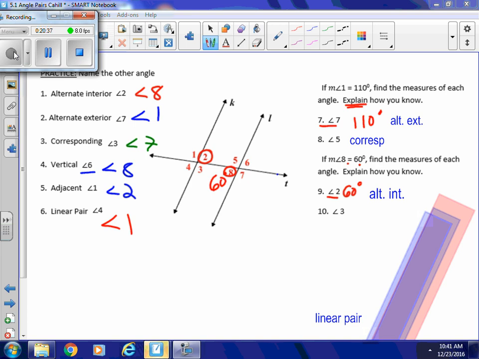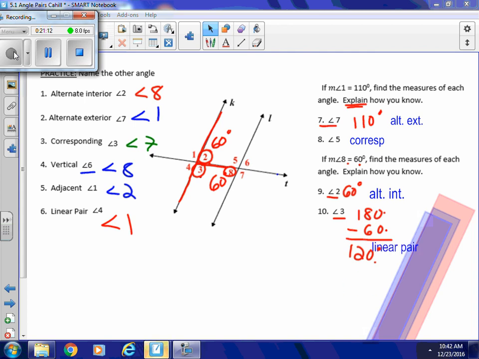Now what's the measure of angle 3? Well, 8 and 3 aren't anything special to each other that I've taught you. However, 2 and 3, remember we said that angle 2 was 60 degrees. Well, 2 and 3 form a linear pair. So I know that to get angle 3, I will take 180, I'll subtract from it 60, and I get 120 degrees. 60 plus 120 add up to 180. And I know this to be true because these two angles are a linear pair.